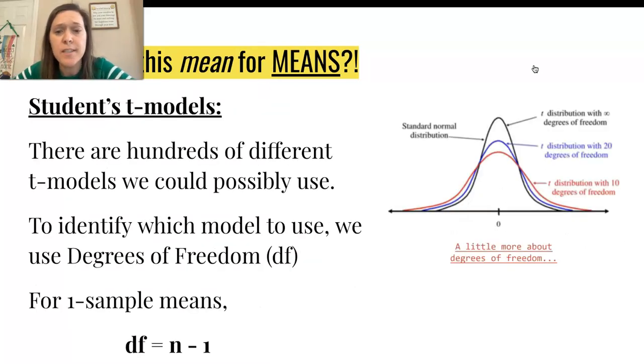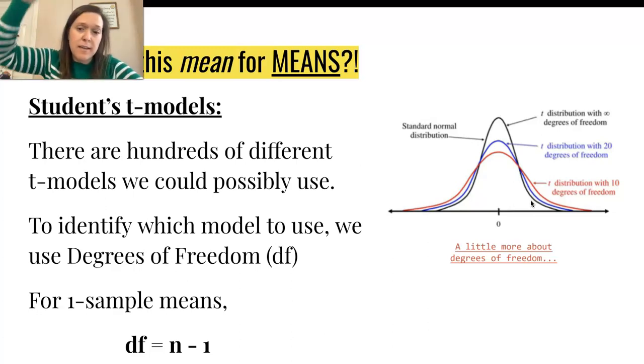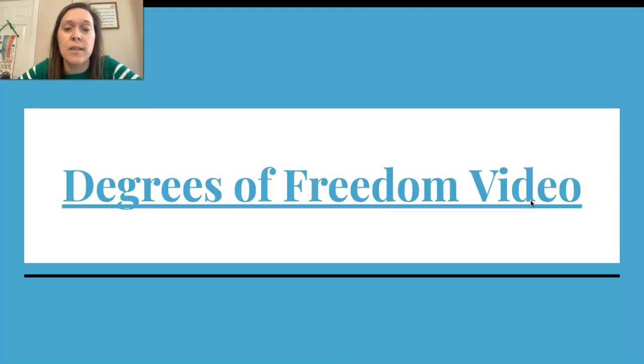So the student's T models, there's hundreds and hundreds of different T models that we could possibly use. To identify which model to use, we use degrees of freedom. For one sample means, our degrees of freedom is equal to n minus 1. So you can see over there on the side, we have our normal model, right? If our degrees of freedom was infinity, it would keep bumping up our T model closer and closer to being the normal model. So as our degrees of freedom gets higher, the higher that peak is going to come and the closer it's going to get to the normal model.